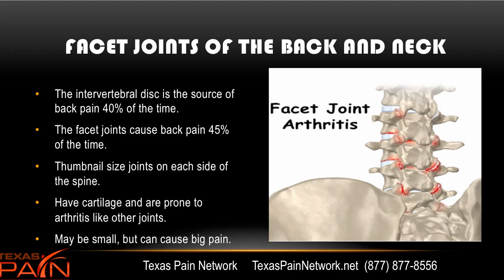The facet joints of the back cause back pain 45% of the time. The disc is the source of pain 40% of the time. The facet joints are thumbnail-sized joints on both sides of the spine, right, left, right, all the way up and down. They do have cartilage. They're prone to arthritis just like other joints such as the hip or the knee. They're small, but they can be a huge source of pain.